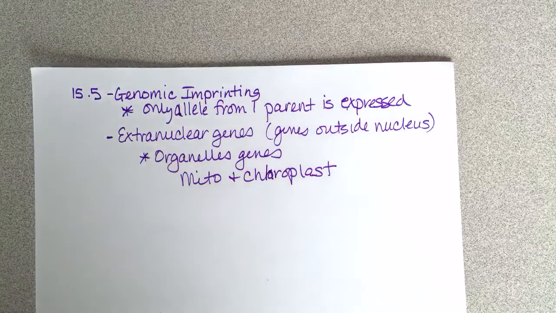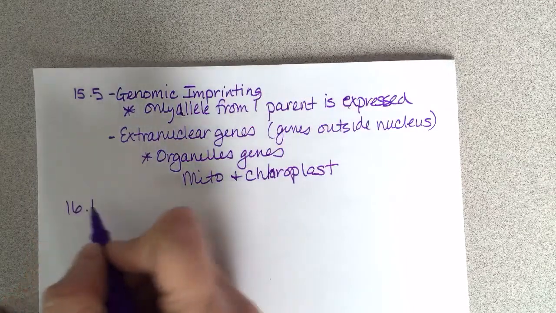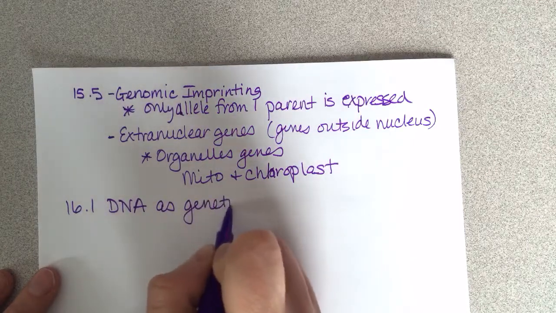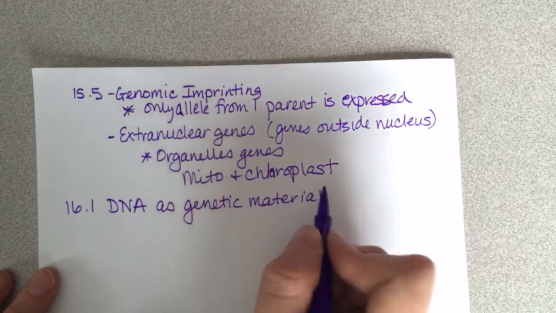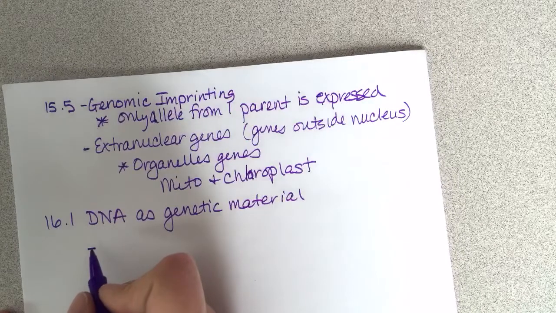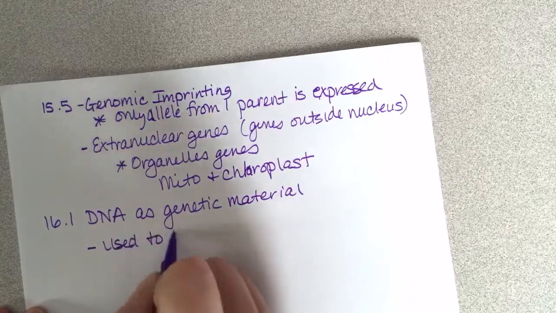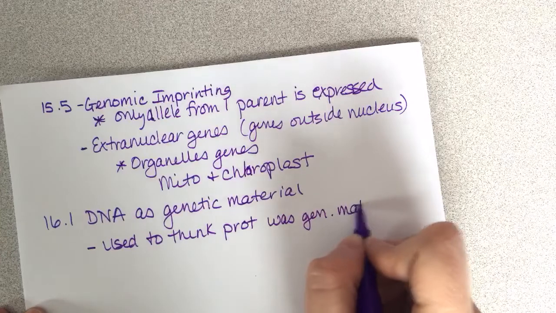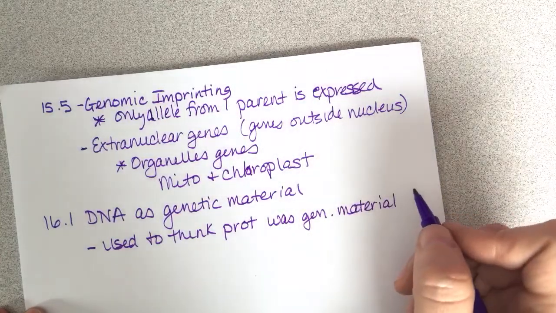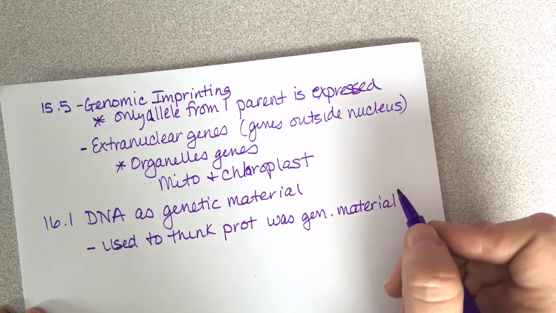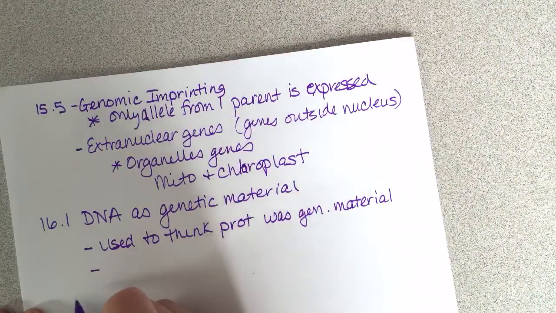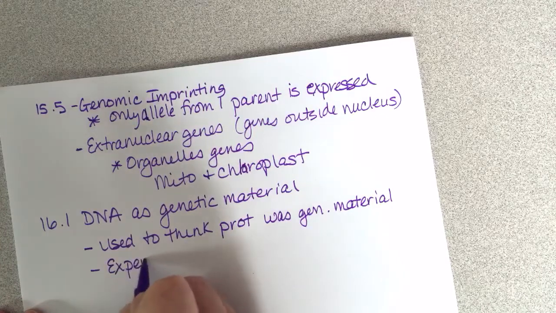And that is chapter 15. 16 was real short. It only had 2 sections. It's all about DNA. So 16, DNA as the genetic material. So they used to think protein was the genetic material, right? And so then we did different experiments to show how DNA was ultimately proved as the genetic material. So we talked about some experiments.